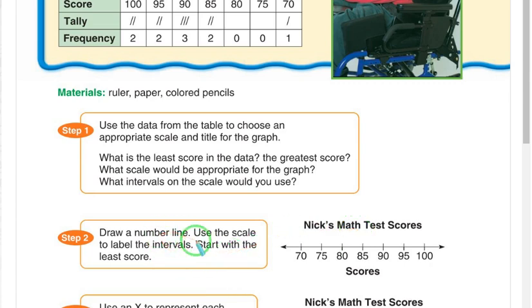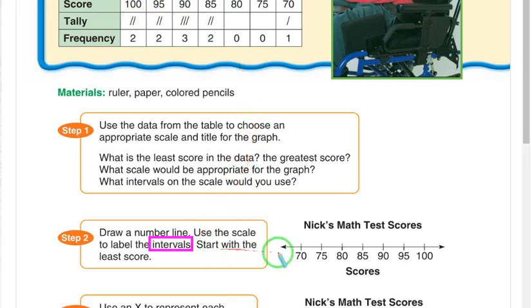Then you have to draw a number line and use the scale to label the intervals. So this word here is interval. Let's check what the intervals are. As you can see here, start with the least score. The least score in this frequency table is 70. Then we have 75, 80, 85, 90, 95, 100.